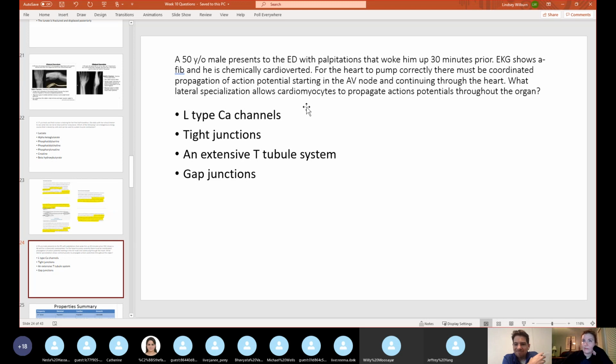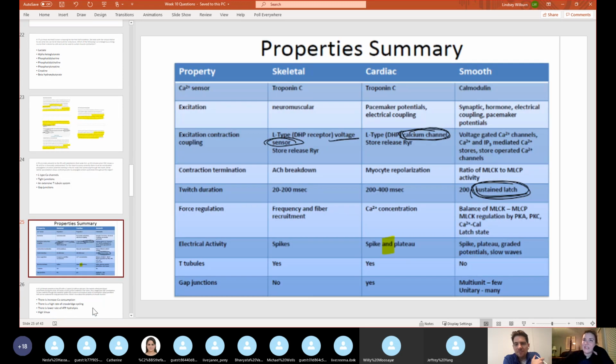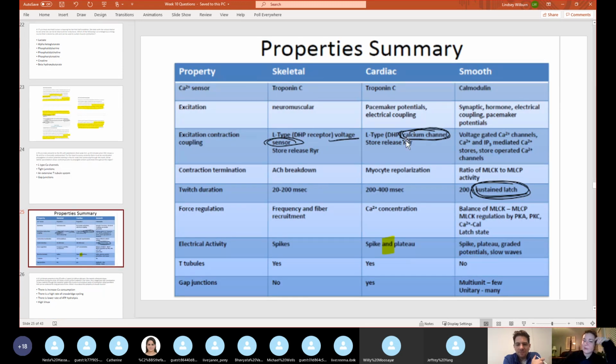Okay, we have a couple for tight junctions. We have a couple for gap junctions. Gap, okay, more people are saying gap, and I would agree with you. You need to know the difference between all the muscle types, but the reason gap junctions are so important in cardiomyocytes is because you don't want that entire organ contracting at the exact same time.